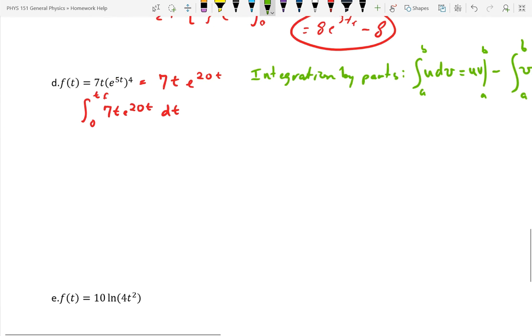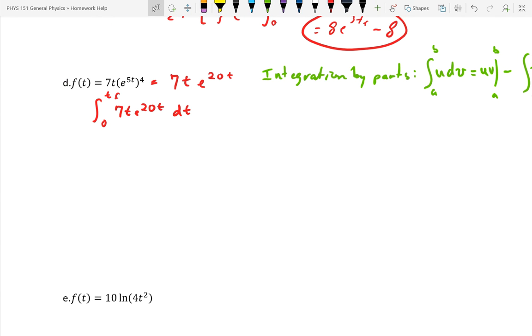So in this case, I look at it and I say, well, this is set up easy for me. If I make 7t my u and e to the 20t dt my dv, then life is kind of easy. u is equal to 7t, so du is equal to 7 dt. dv is equal to e to the 20t dt.